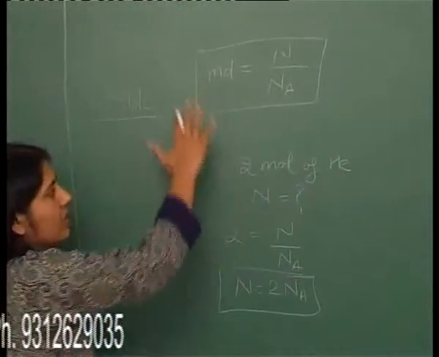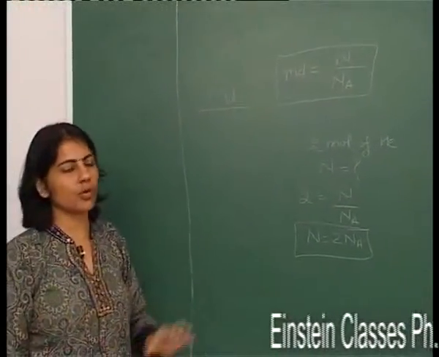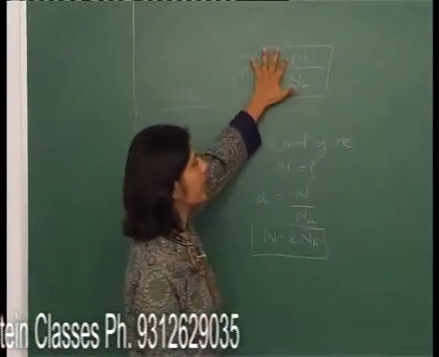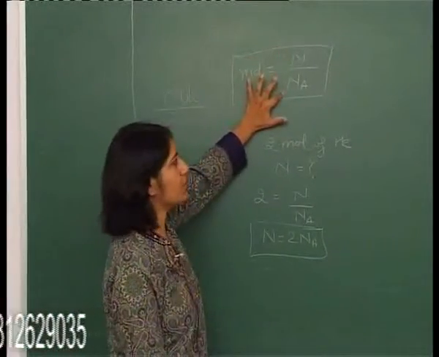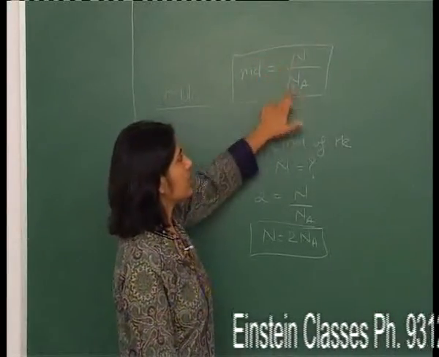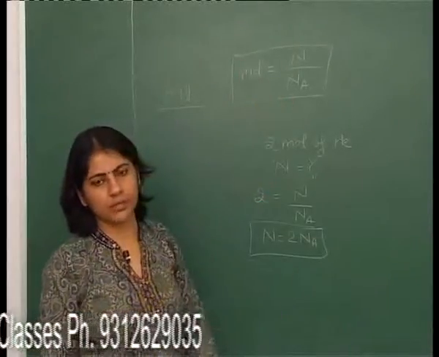So that was basically the fundamental use of the mole. With the help of the mole we can calculate the given number of atoms divided by the Avogadro number, or if we need to calculate the given number of atoms, then multiply the mole with the Avogadro number.